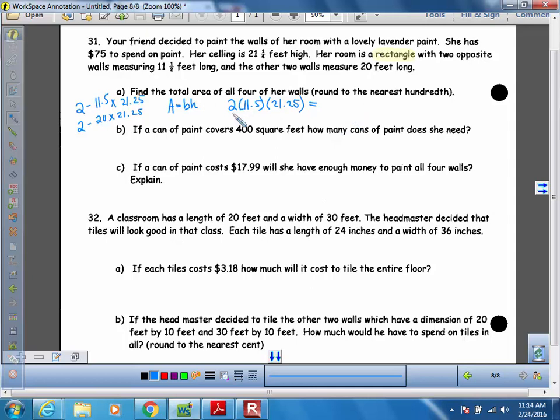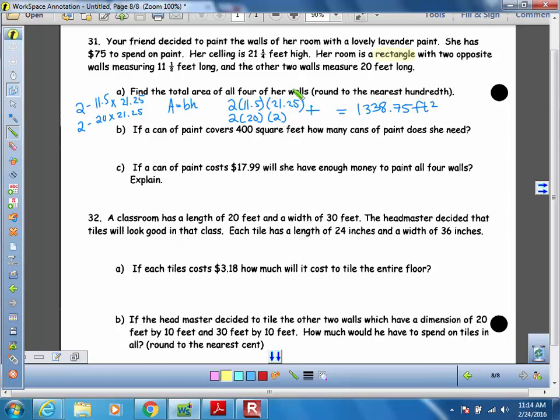And then we would also do 2 times 20 times 21.25. And I'm going to go ahead and add those together, because we want the area of these two walls plus the area of these two walls. And so when you plug that into your calculator, that's going to give you 1,338.75 feet squared.